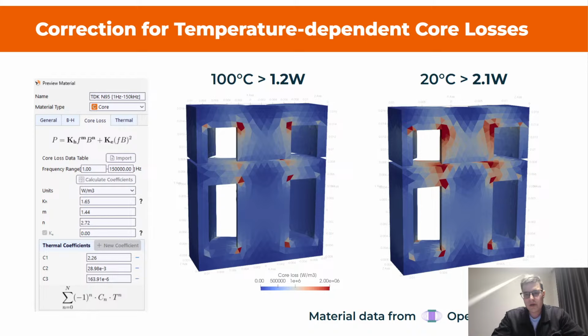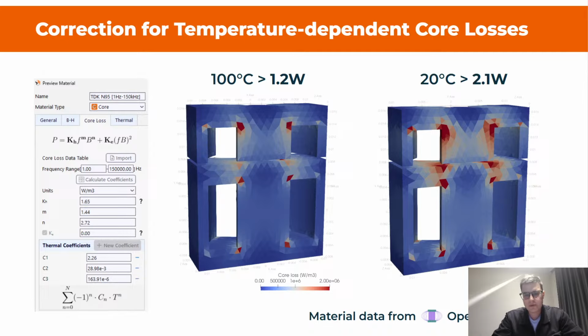Another change, you were asking whether there are temperature-dependent core material losses. And the typical answer was no. You had to have separate materials for different temperatures, separate Steinmetz coefficients or core losses. And of course, that was very inconvenient. And so in this release, we have implemented thermal dependence.